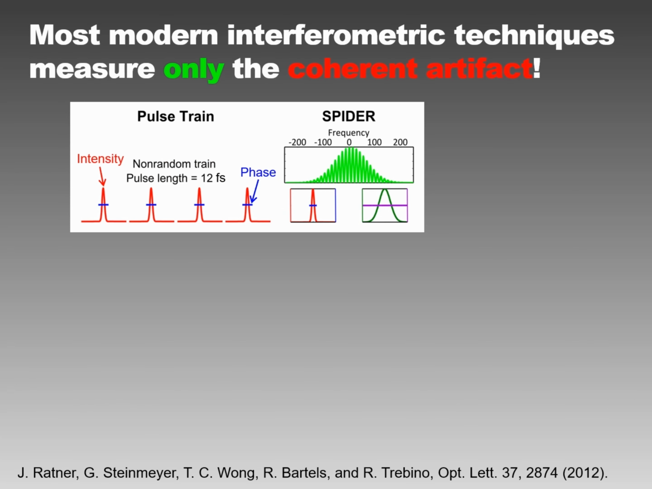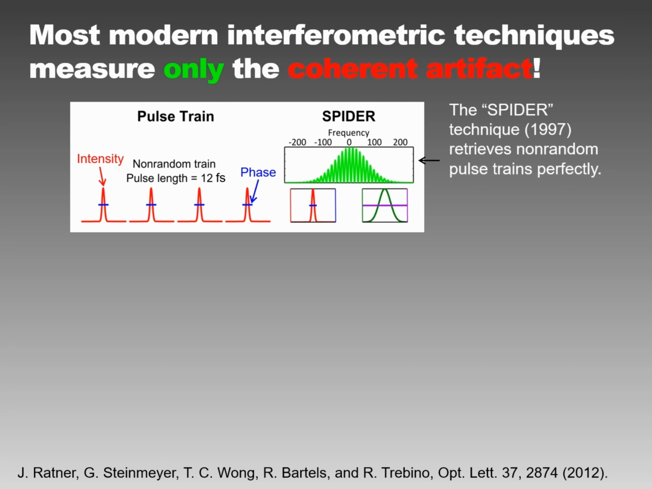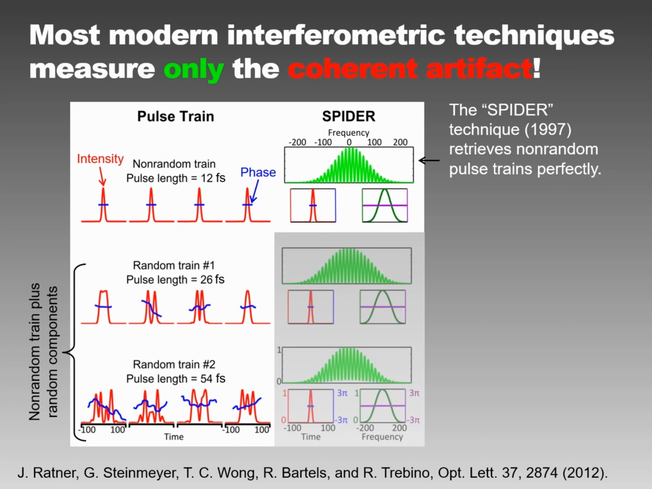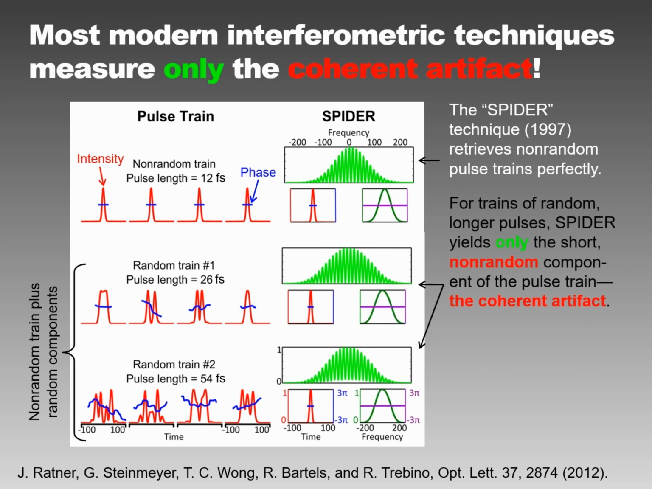The coherent artifact is actually even more of a problem than you might think. Most modern interferometric techniques, for example, measure only the coherent artifact. Here's a pulse and its trace using the SPIDER technique, which retrieves the intensity and phase of simple stable pulses quite well. Now if we add a random component, generating an unstable pulse train, what does SPIDER measure? In this case, SPIDER yields only the shorter, non-random component of the pulse train, the coherent artifact.